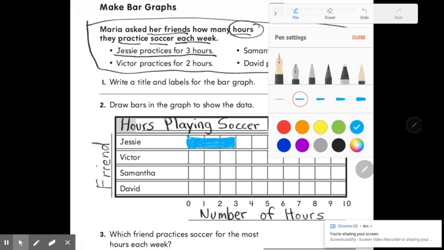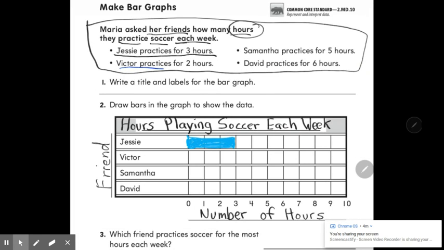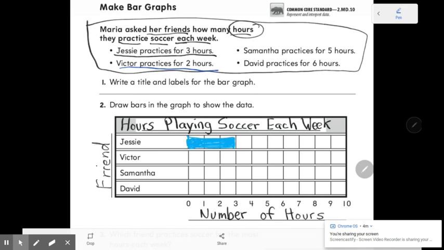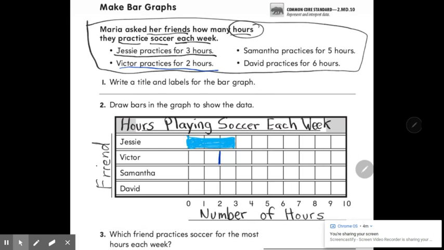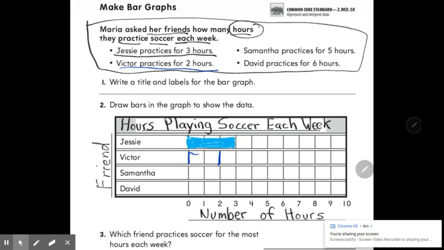Then we know that Victor, we're going to look at Victor. I'm going to do Victor with the dark blue. And Victor, he practiced for 2 hours. So now I know Victor's right here. I go to the two, I draw the line here, I do the line on the zero. So that keeps me in place where I'm supposed to do my graph. So then I do the lines and then I can just color it in to create my bar.